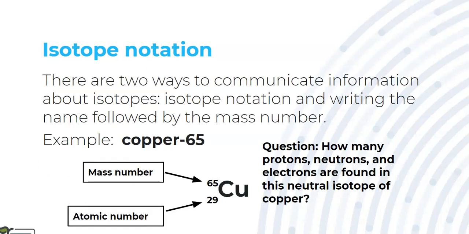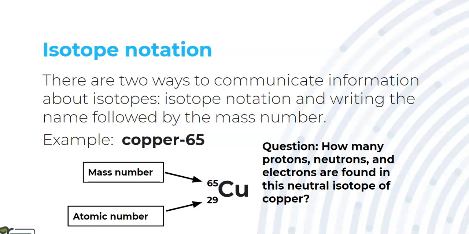Now, there's another way that we can express the mass number of an isotope. Okay, we can write it like we've been doing. We have copper 65, or we can write the symbol, and we can put the mass number in the upper left-hand corner and the atomic number in the lower left-hand corner. Now, technically, I don't even need to write that atomic number for you because you could look on the periodic table and get it quite easily. But sometimes we include it, and that's where we put it when we do.